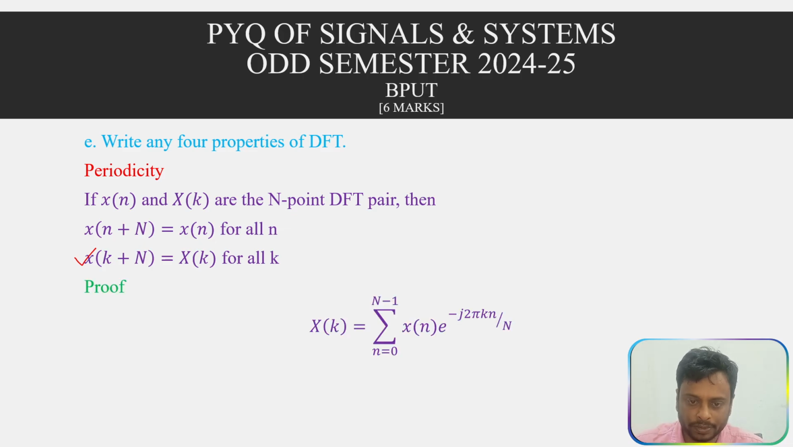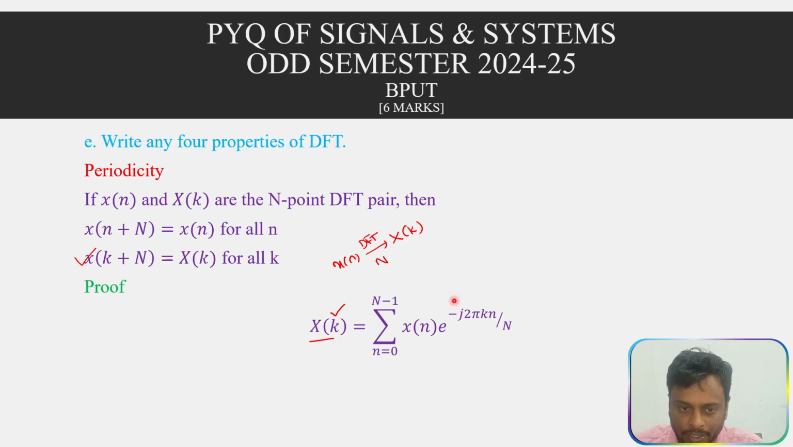So to prove this, this is the formula for the discrete Fourier transform. The DFT of x of n is x of k, an n point DFT. The formula is x of k equals summation of n equal to 0 to n minus 1 of x of n e to the power of minus j 2 pi k n divided by n. This is our DFT formula.